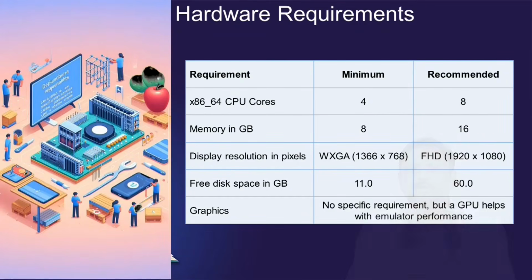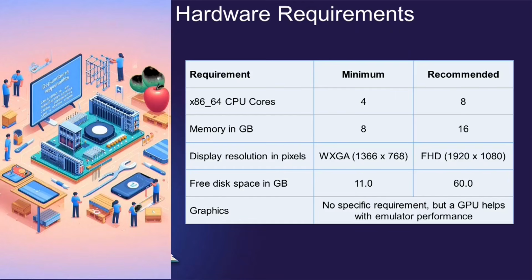You can see on the screen the hardware requirements for installing Flutter. We need a 64-bit architecture CPU with a minimum of 4 cores and a maximum of 8 cores. Minimum RAM required is 8 GB and recommended is 16 GB. Display resolution required minimum is 1366 by 768 and recommended is Full HD, that is 1920 by 1080. The disk space required to install Flutter is a minimum of 11 GB and recommended is 60 GB.